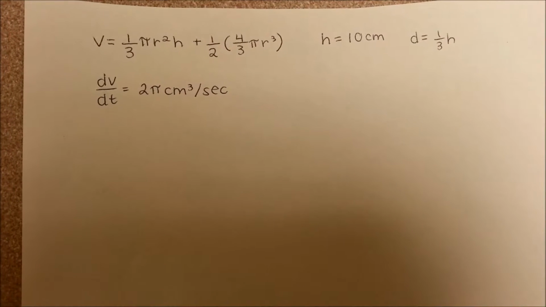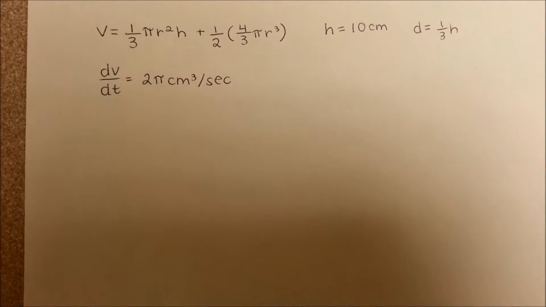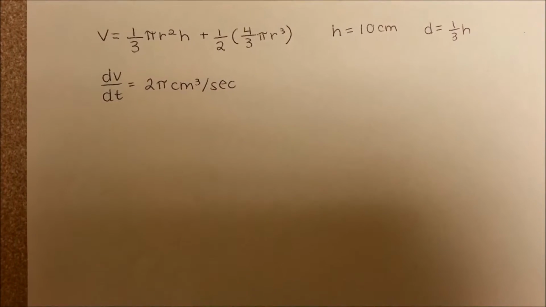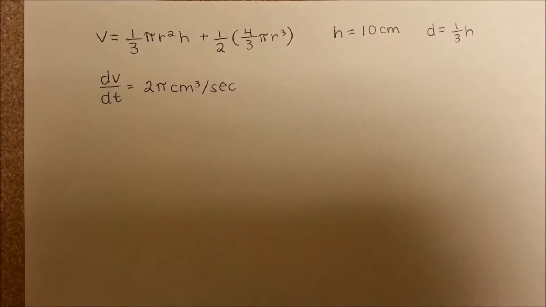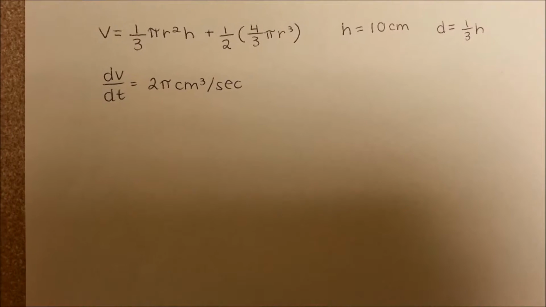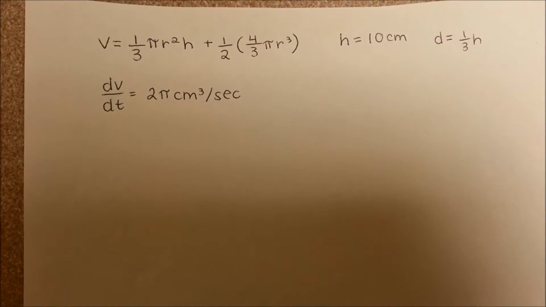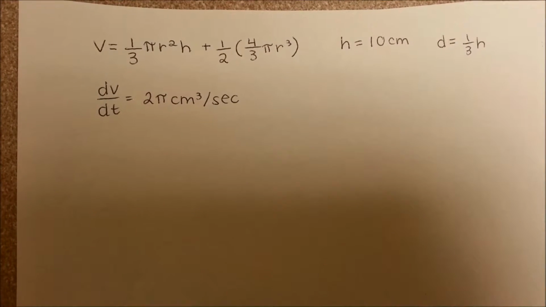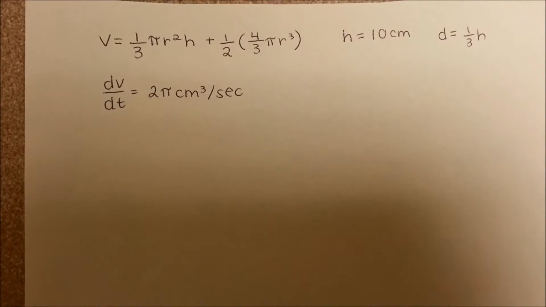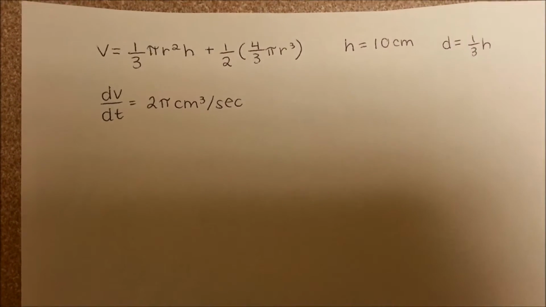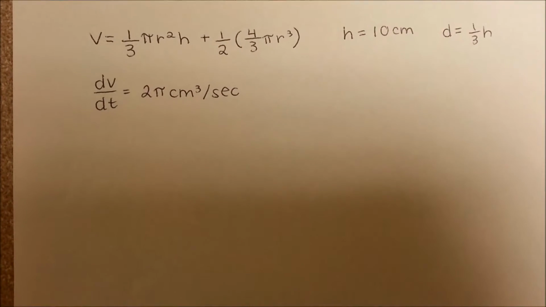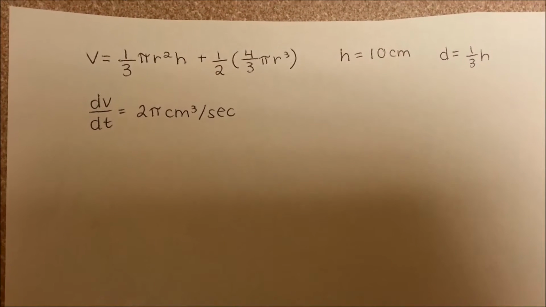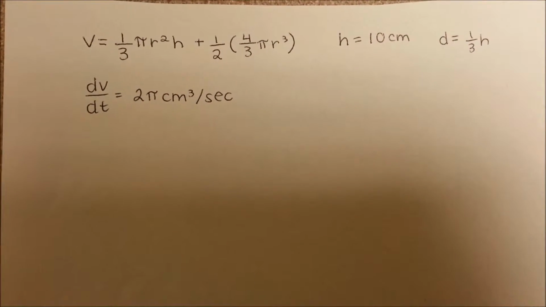So in the problem, we are dealing with a snow cone, and so the formula for the volume of a snow cone consists of one for the right circular cone and a hemisphere. So V equals 1/3 pi r squared h plus 1/2 times 4/3 pi r cubed. We're also given the rate of change of the volume with respect to time, which is 2 pi cubic centimeters per second, the height, which is 10 centimeters at that point in time, and that the diameter is 1/3 the height.